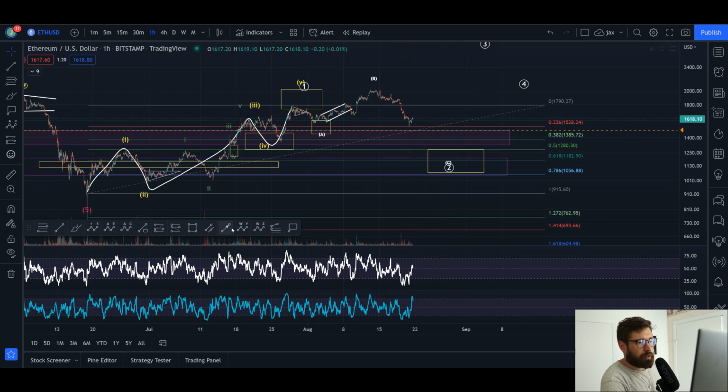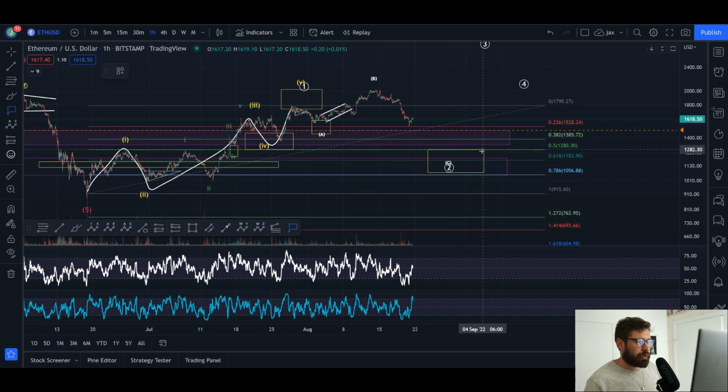So wave 2 pullback, the minimum retracement is the 0.382 at about 1385, but usually it's going to land in between the 0.5 and the 0.786. However, if we come down and lose the golden ratio and we lose this major level of support, there's a higher likelihood you will come back down to where you started at about 904 for ETH. But the bullish scenario here is that we bounce off 1385. That's a really bullish scenario at the 0.382.